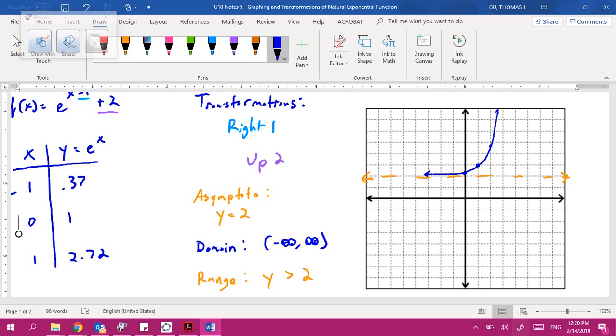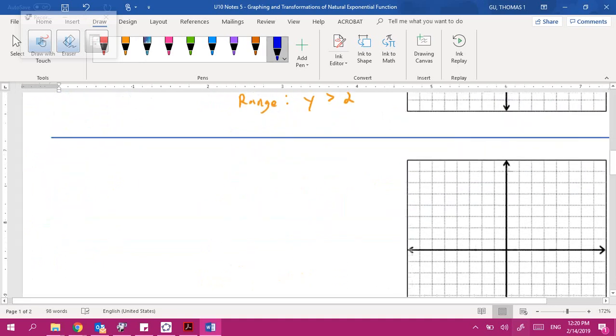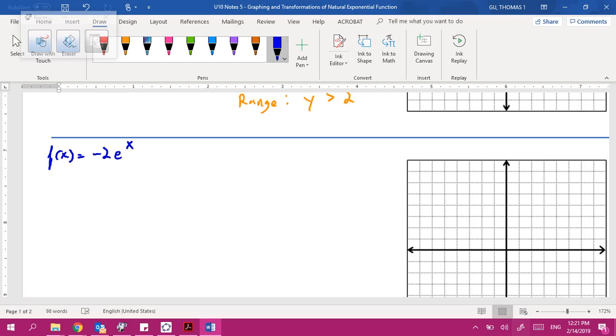And we're going to do one last example with transformations. So this last example is going to be, not yet, that's tomorrow. F of x equals -2 e to the x. So first things first, we want to list the transformations. What are the transformations here? Reflect over x, that's right, because the negative sign is on the very front, in front of the e.